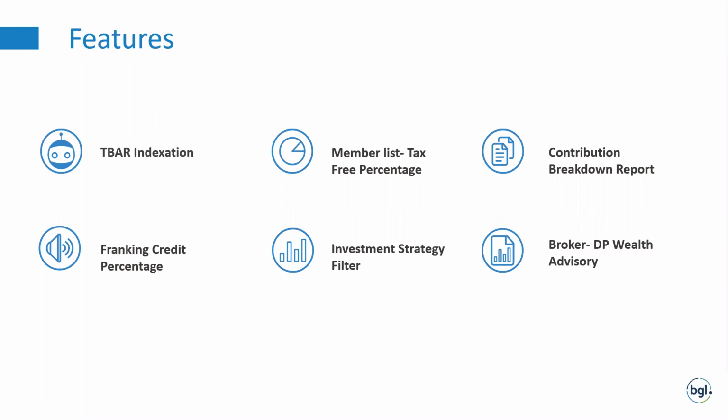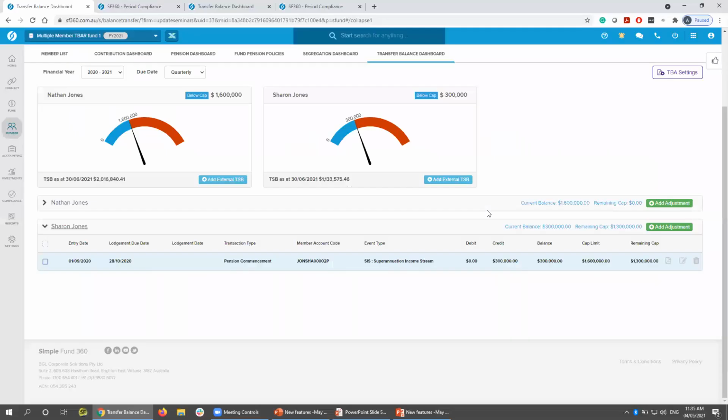So let me first jump into Simple Fund. Just to give you a quick update of the T-bar indexation change. Due to the December quarter CPI hitting the required thresholds, the T-bar cap increased from 1.6 million to 1.7 million. That 100K increase will take place as of 1 July 2021.